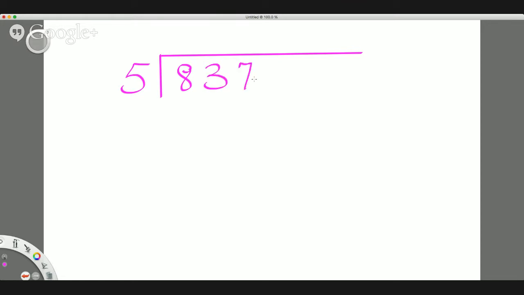Okay, this is the last example. And let's head on back to the 5 times table. Okay, let's take a look. 83,715 divided by 5. Pause the video and give this example a try.